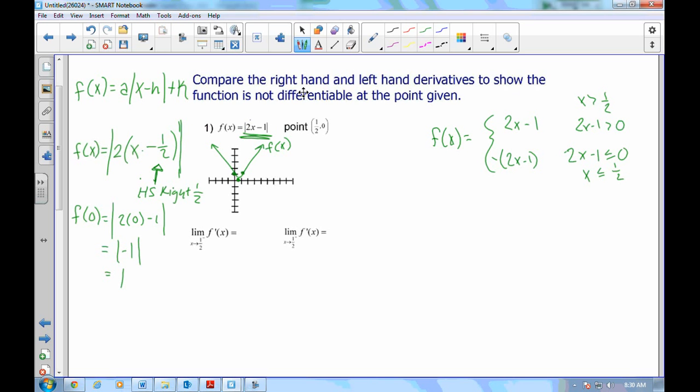So it wants you to compare the right and left hand derivatives to show the function is not differentiable at 1/2, 0. See how that is where your vertex is? Well, from the left, f prime of x is the slope going down. From the right is the slope going up. Are those going to be the same?